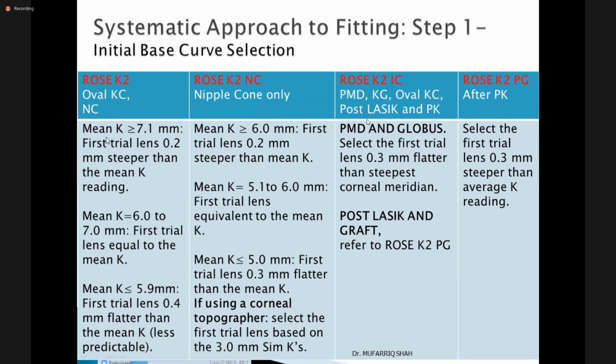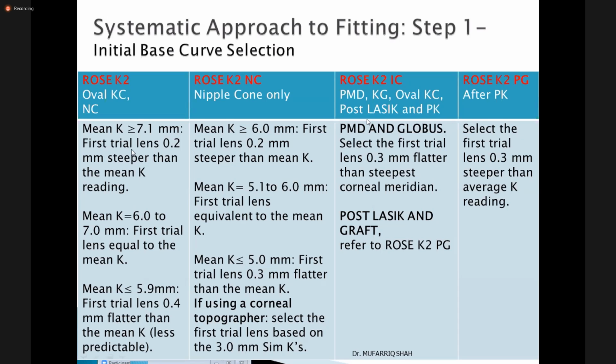if the mean K of the keratometry reading is 7.1 millimeter or greater than that, then the first trial lens should be 0.2 millimeters steeper than the mean K reading. For instance, if the keratometry reading is 7.1, you need to start from the 6.9 millimeter base curve lens. If the keratometry reading is, suppose, 7.8, then you need to start from 7.6 millimeter. So if it is 7.1 millimeter or flatter than that, then you need to start from a trial set lens which is 0.2 millimeters steeper than the average K reading.